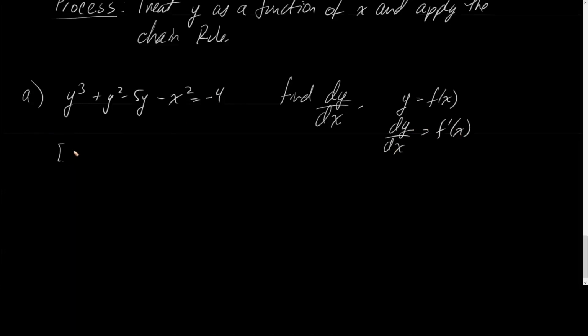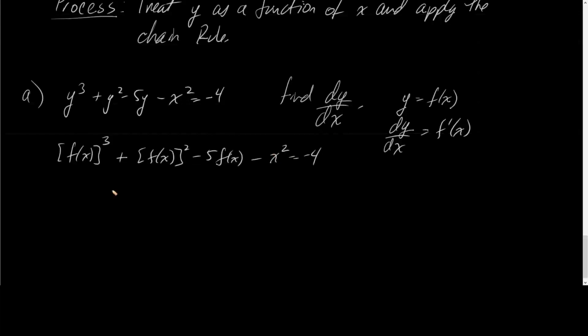I'm going to have here f(x)³ plus f(x)², sorry, this should have been cubed, f(x)³ + f(x)² − 5f(x) − x² = −4.